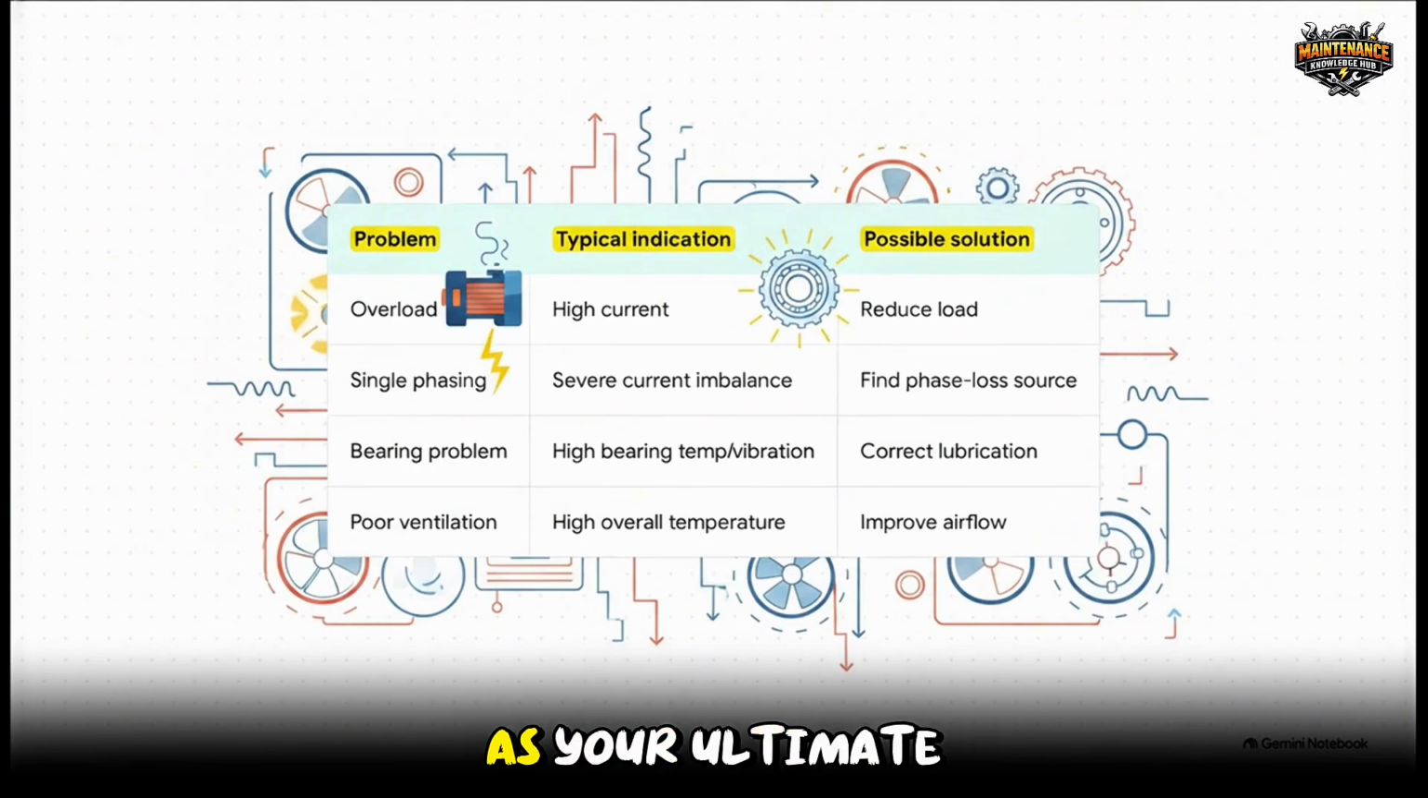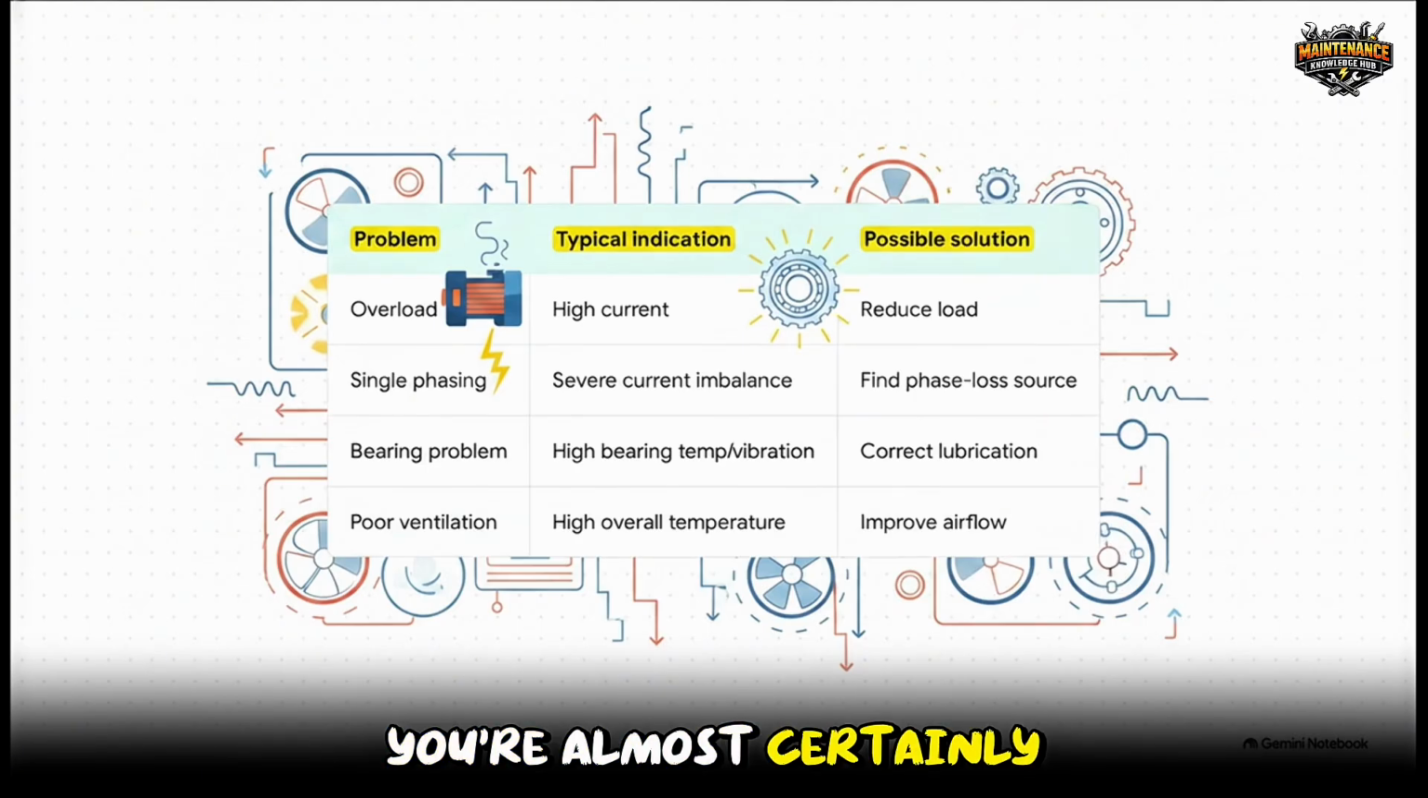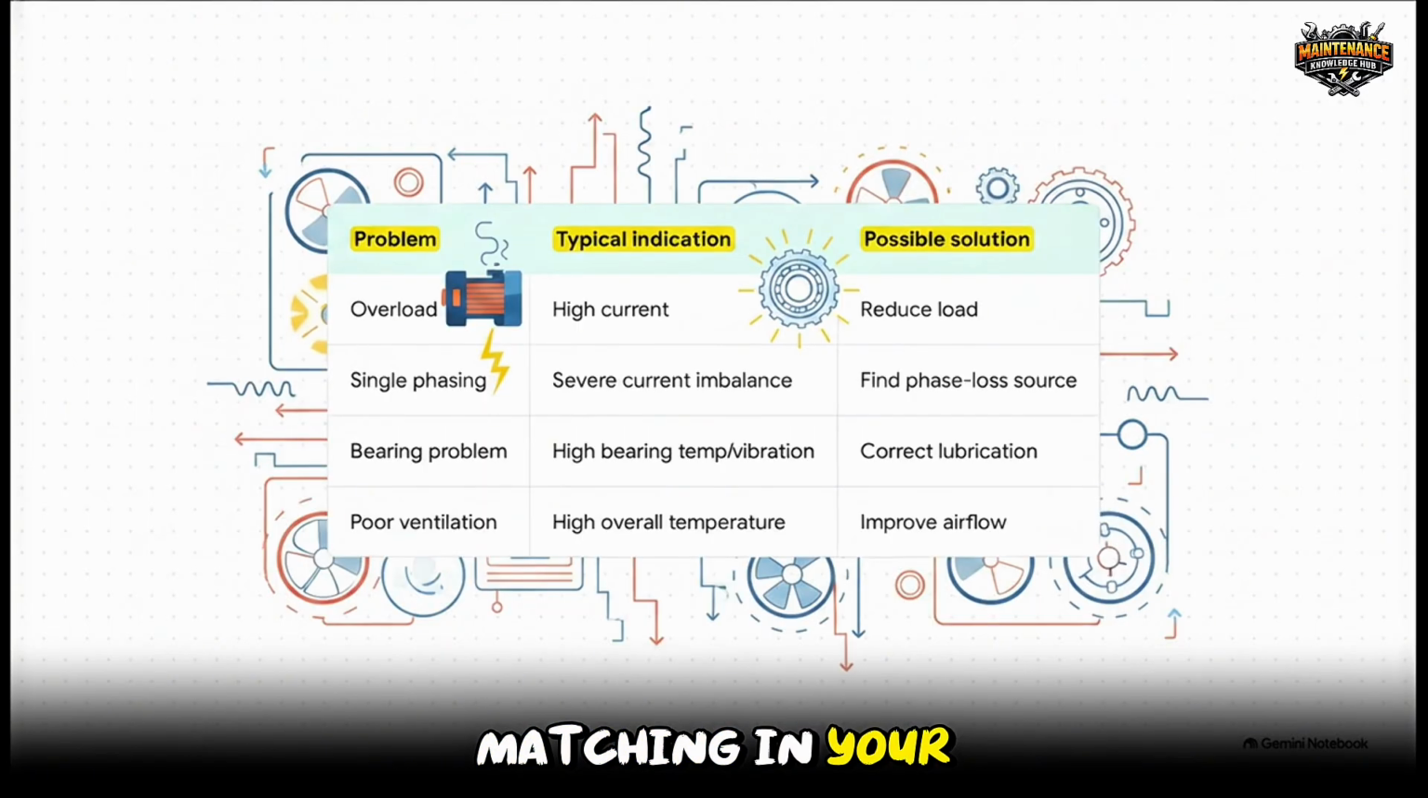Think of this matrix as your ultimate diagnostic cheat sheet for the floor. It perfectly matches the exact symptom directly to the underlying problem. For example, if you measure a severe current imbalance, boom, you instantly know to look for single phasing or a phase loss source. If you're seeing high temps coupled with high vibration, you're almost certainly dealing with a mechanical bearing or alignment issue. Having this structured matching in your head saves an incredible amount of time out in the field.